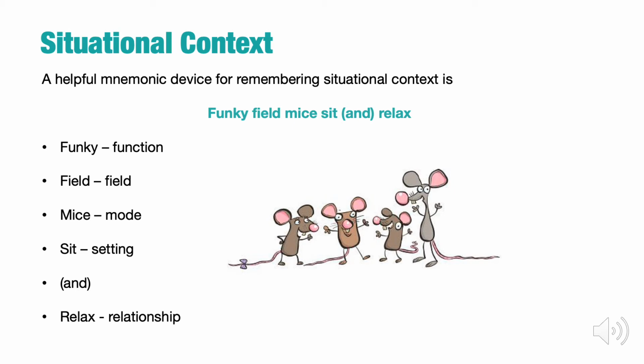So, aside from function, which I've said comes in a different video, we've gone through all the factors of situational context. A mnemonic device to help you remember this is funky field mice sit and relax. So funky is function, field is field, mice is mode, sit is the setting, and relax is the relationship. Funky field mice sit and relax. That's what you need to know for situational context.